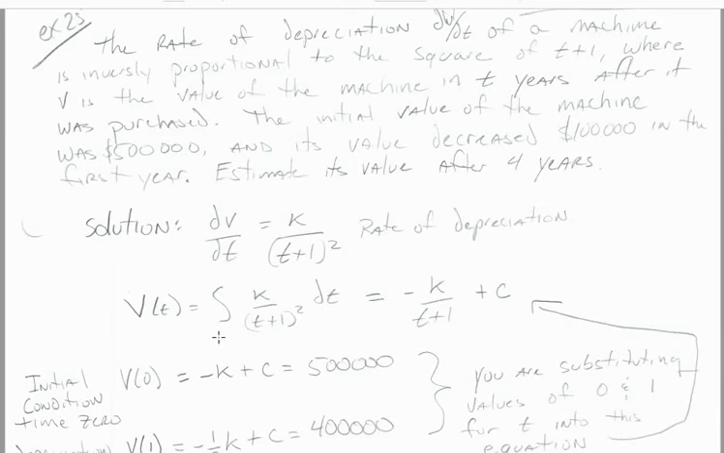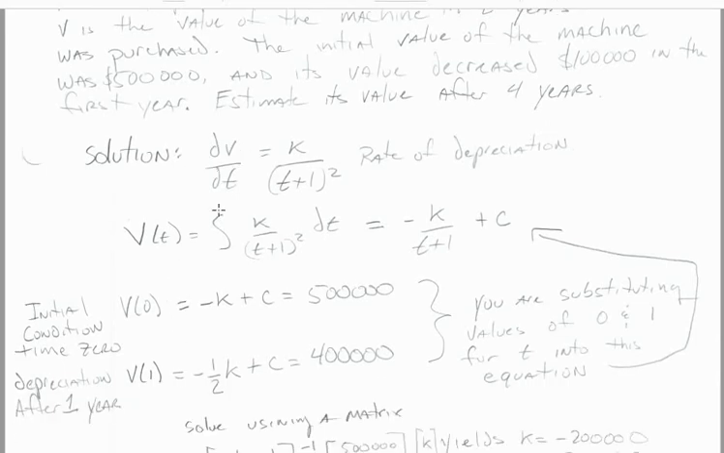So what we need to do to find capital V, since we know the rate dV/dt is k over (t + 1) quantity squared, is find what V of t is, the depreciation as a function of time. Well, we have to integrate that function. So capital V of t is the integral of k divided by the quantity t plus 1 squared dt.